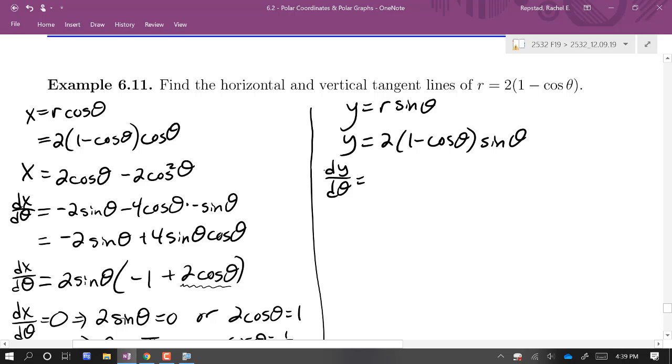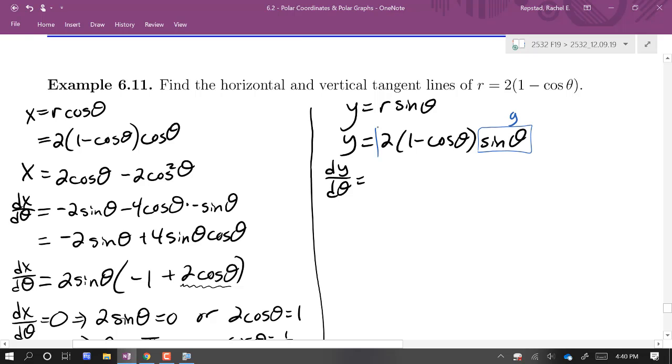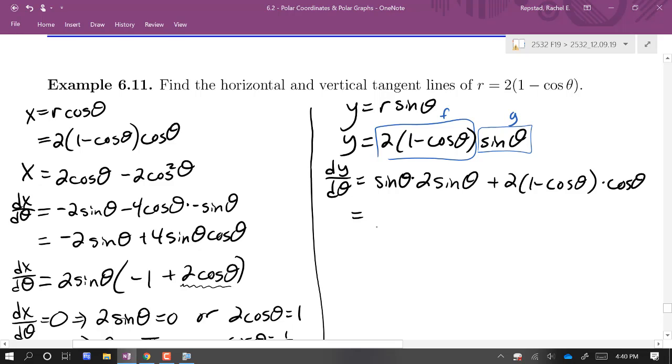So f g prime would be sine theta times, and then we have 2, the derivative would be sine theta, right? Because the derivative of cosine is negative sine. And so when you take the derivative of 1 minus cosine, that's a positive sine. And then plus f g prime. I think I'll take out the 2 just to make it simple. And then inside we have sine squared theta plus cosine theta minus cosine squared theta.